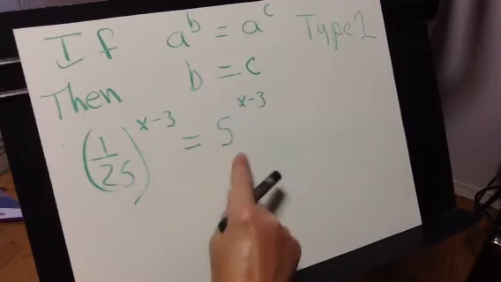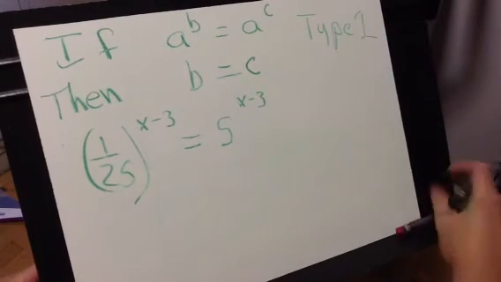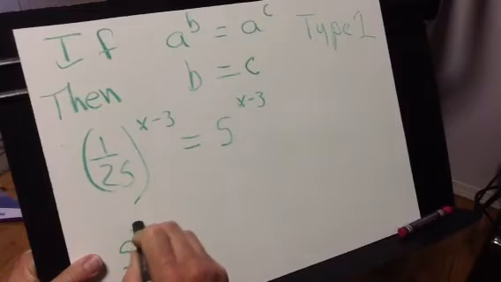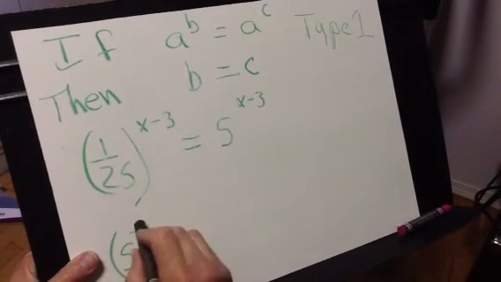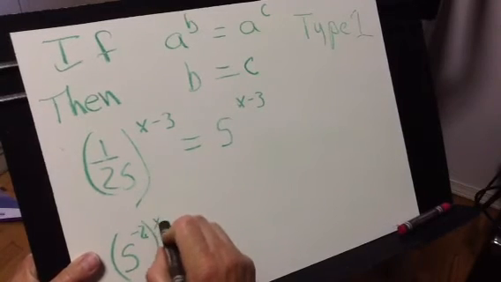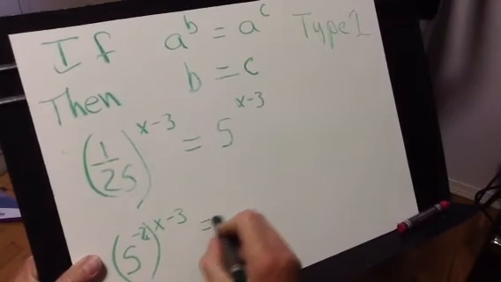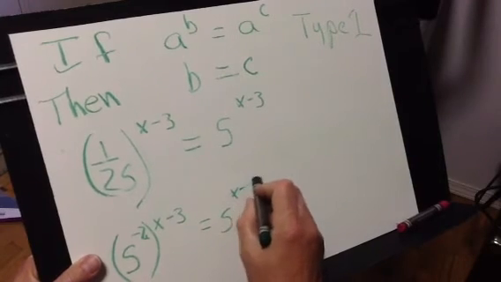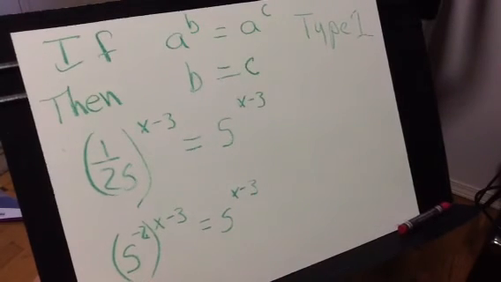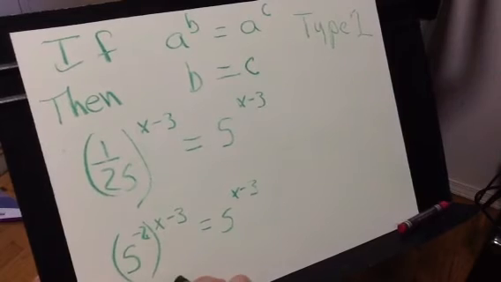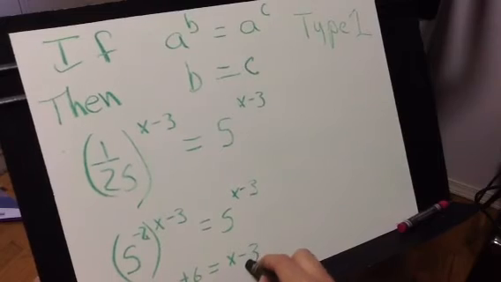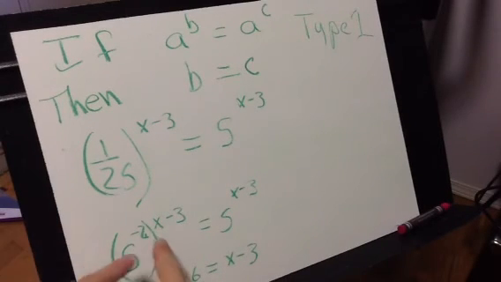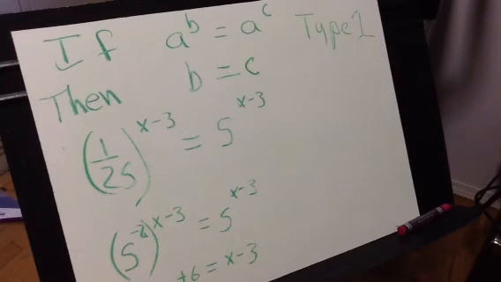Well, both of these bases are related to the base 5. I can write this as 5 to the negative first power, 5 to the negative second power, and that is raised to the x minus 3 equals 5 raised to the x minus 3. Multiplying the exponents, negative 2x plus 6 equals x minus 3. And I've popped off the exponents at the same time. I did the multiplication on this side and I just dropped the exponents.